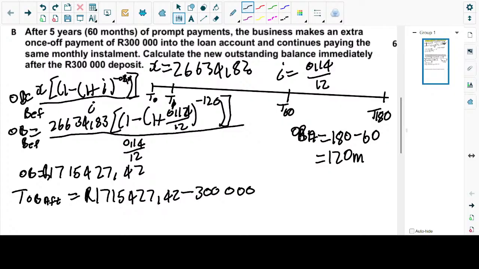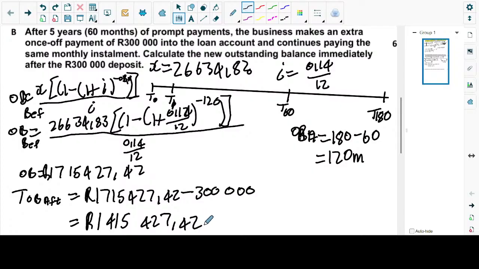Which is equivalent to 1.4, 1.415. The simplest way is to say 1, and then give me the 3 values after the one. So it's 1, then 415 again, and then 427, comma 42. Okay, sharp.